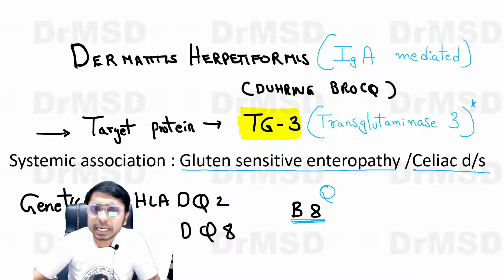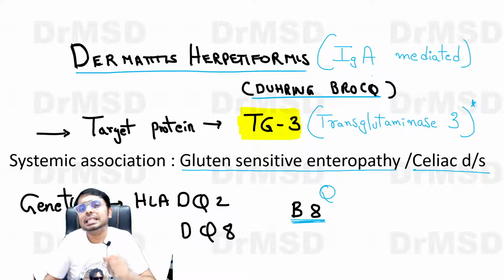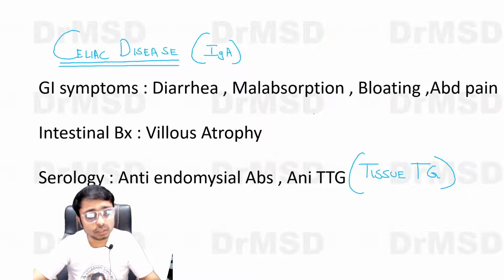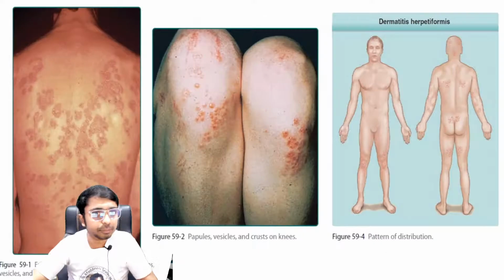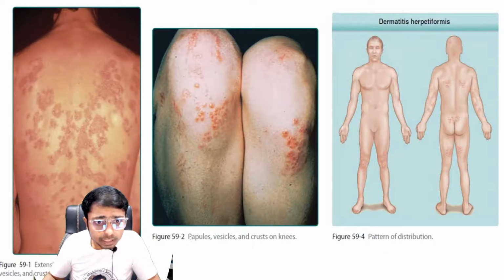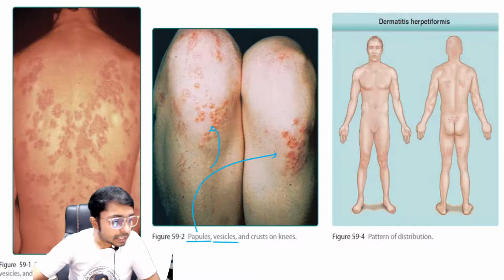And in the case of dermatitis herpetiformis, which is also called Duhring-Brocq disease, there is an important association which you must remember. It is celiac disease, also called gluten-sensitive enteropathy. And the manifestations here are that patients will present with papules and vesicles, mainly over the extensors. So this is the characteristic of dermatitis herpetiformis.